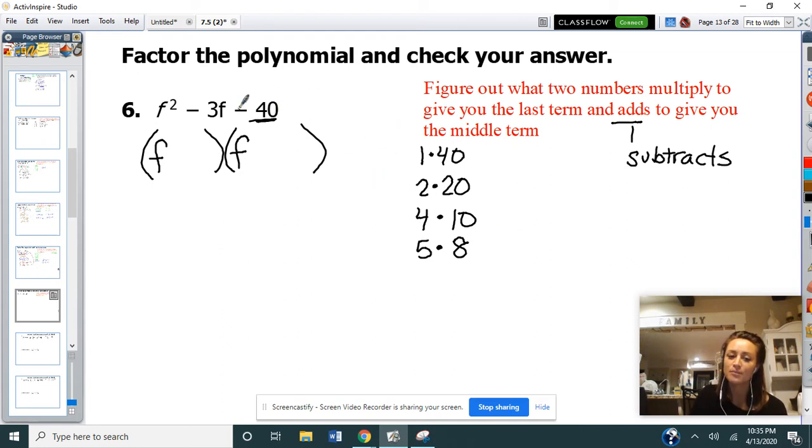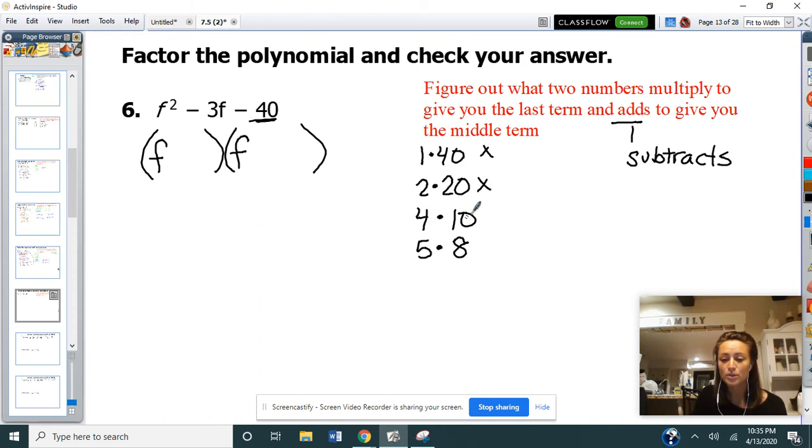Now, one of them, it's negative 40. So one of these has to be negative. We need to figure out where the negative sign goes. And when we do that, we'll get negative 3 from it. So is 1 and 40, if we add or subtract those, going to give me 3? No. So we're not going to use him. No. 2 plus 20 is 22. 20 minus 2, that doesn't give me anything close to 3, so we're not going to use him.